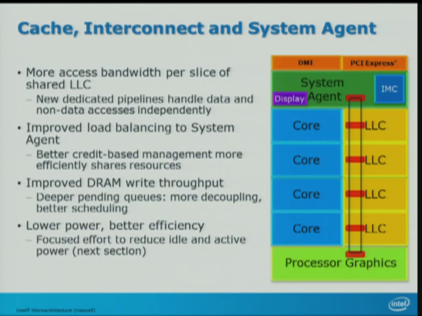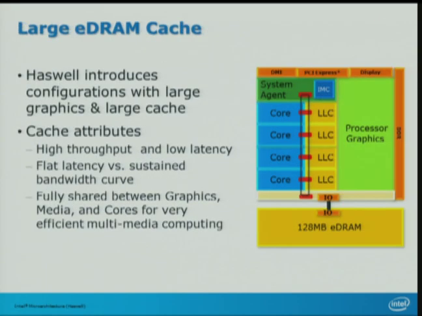So that was enhancements on the cache and interconnect. Then we come to what's a pretty exciting part, and this is the Crystal Well part that is coming out. One of the dies we have has a huge cache. It's a 128 megabyte eDRAM cache that can be shared between graphics and cores, so you can do really good data sharing between all the compute elements on the die. We architected it for very high throughput and maintaining low latency. I'll show some numbers on that.